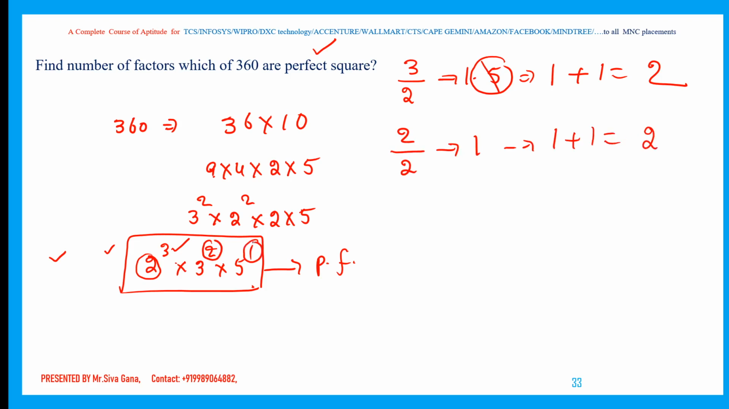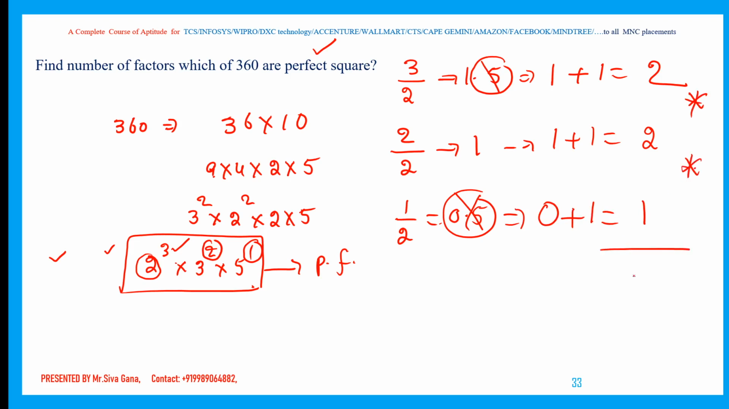Now the next power is 1. 1 by 2 is nothing but 0.5. Neglect the decimal part completely. The result is 0. Add 1, overall 1. Next, multiply these results. 2 into 2 into 1, which is nothing but 4. The answer for this question is 4, four factors which are perfect squares.